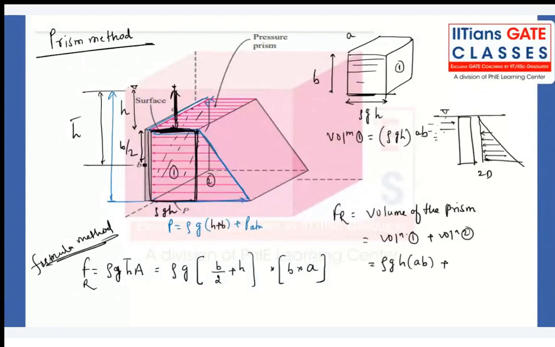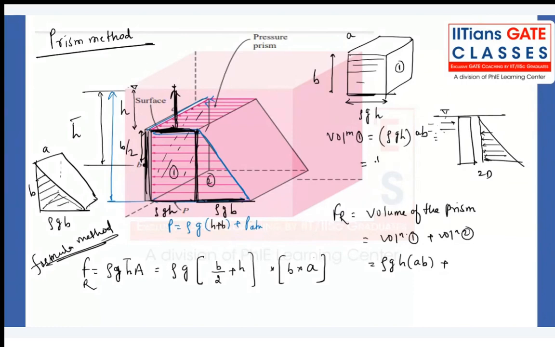What is the volume of the second prism, guys? The extra pressure at the bottom comes because of this further height B: rho g into B. Then what can we write, my dear friend? Rho g into B, B into A. Then how do we calculate the volume of this particular prism? Half of base into height into the perpendicular dimension, rho g into B into A. So what is the total value? Rho g h into AB plus half of rho g B into this. So what will I be getting?